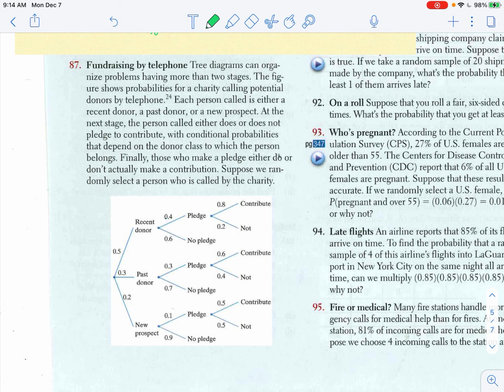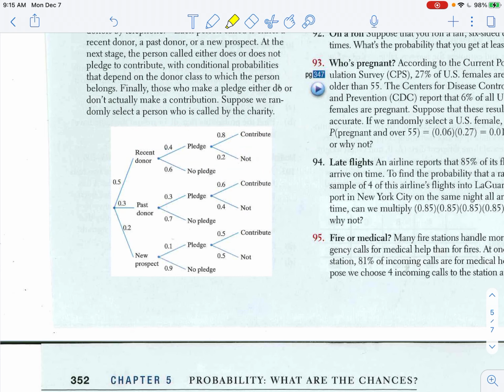Finally, those who make a pledge either do or don't actually make a contribution. So suppose we randomly select a person called by the charity. We are first supposed to find the probability that they contributed. So there are 3 branches that end in contributions. So I'm just going to trace them.